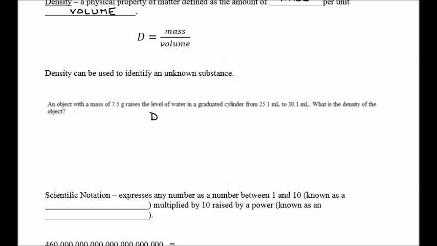So density is equal to mass divided by volume. So density is equal to 7.5 grams. The difference between 25.1 and 30.1 is 5.0 milliliters. So the density on a calculator is equal to 1.5 grams per milliliter.